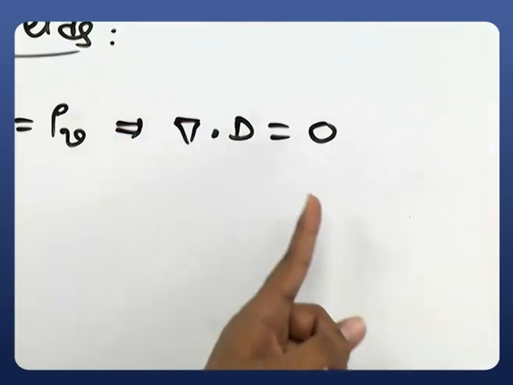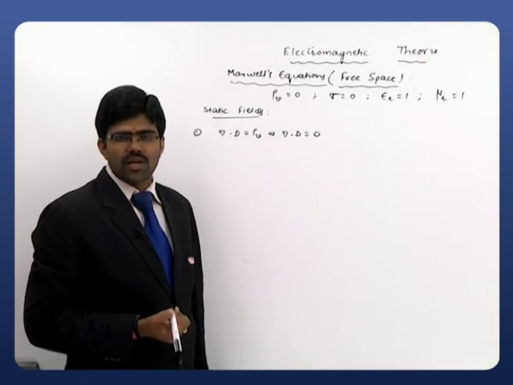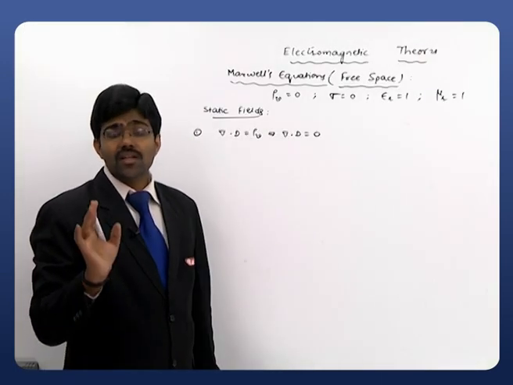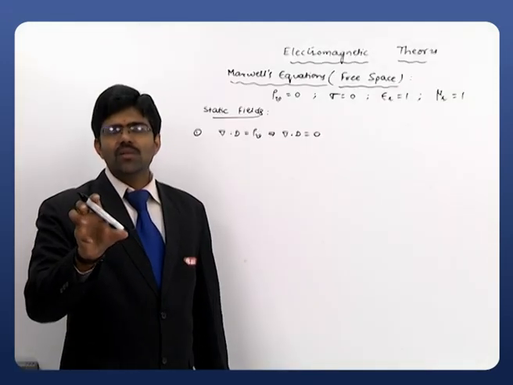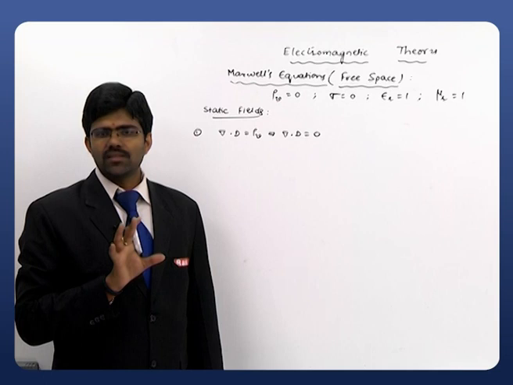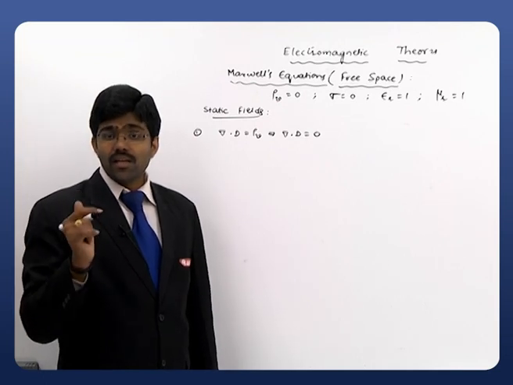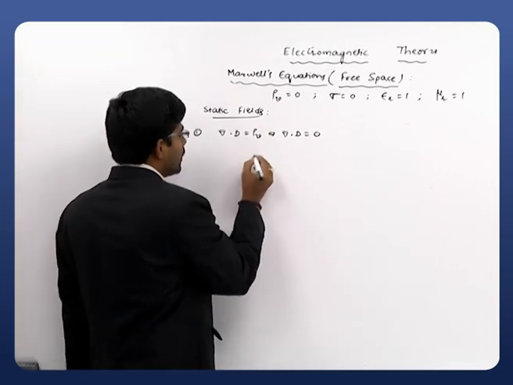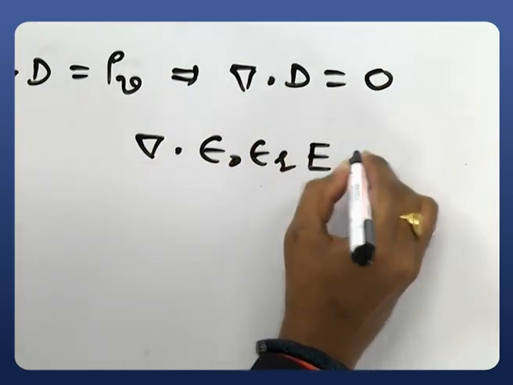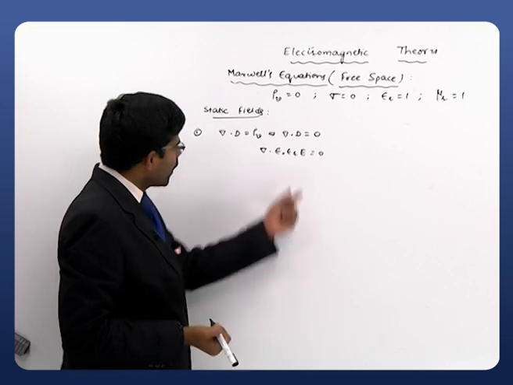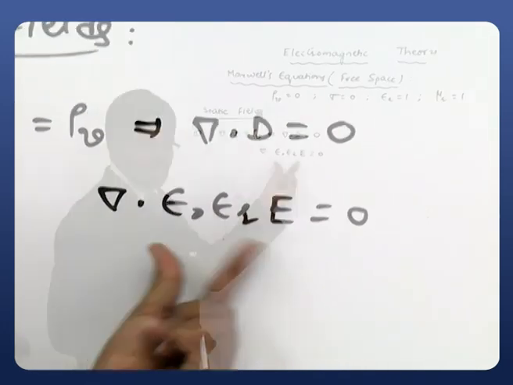Since ∇ · D = 0, what can you interpret from this? There is no diverging electric flux density if the medium is free space. Nothing more than that. And if it is a linear medium, how can you write this? ∇ · (ε0 εr E) = 0. That is what we have, D = ε0 εr E, right?